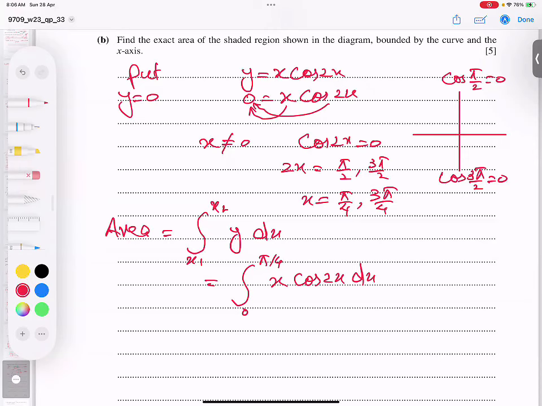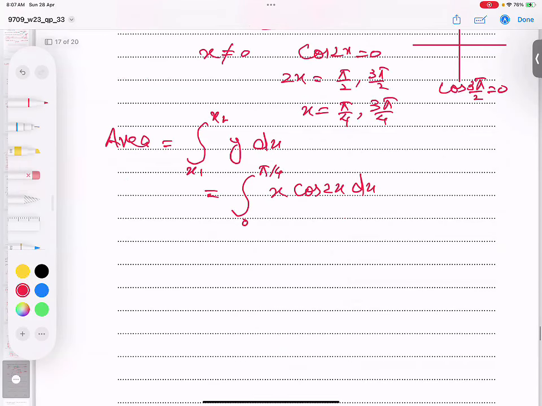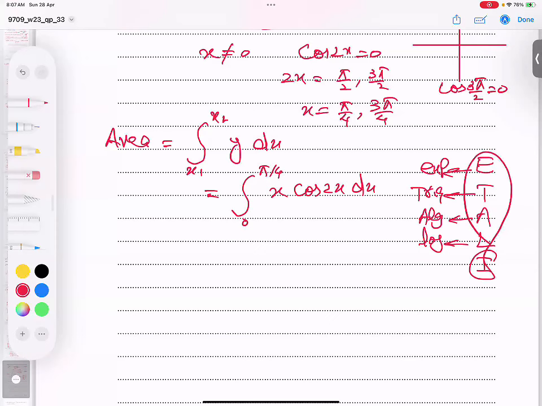Now, if you look carefully, we have to go for integration by parts. For the by-parts formula, we have LATE: L for logarithm, A for algebra, T for trigonometry, E for exponential. And I write I-LATE. And what does I stand for? I stands for inverse functions.